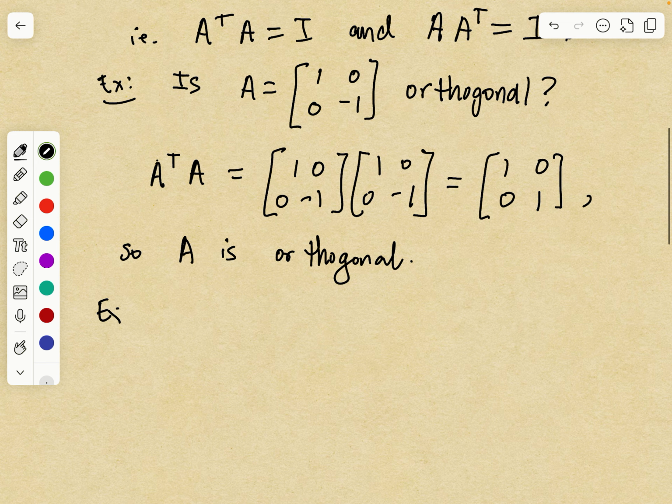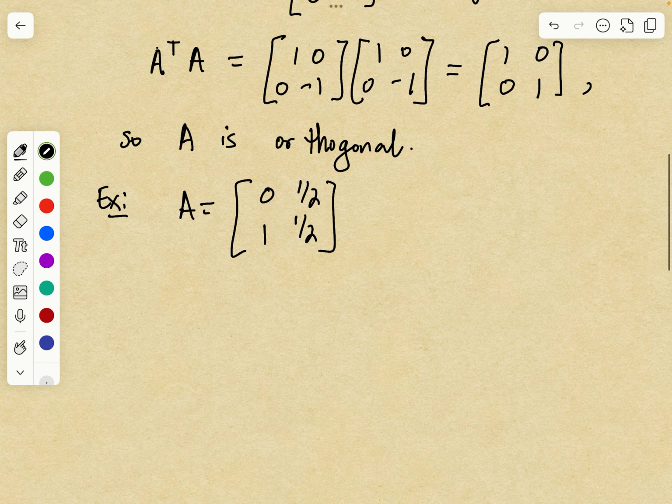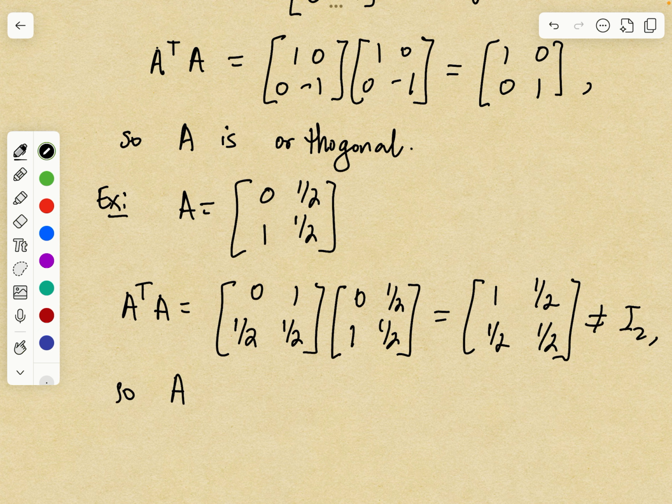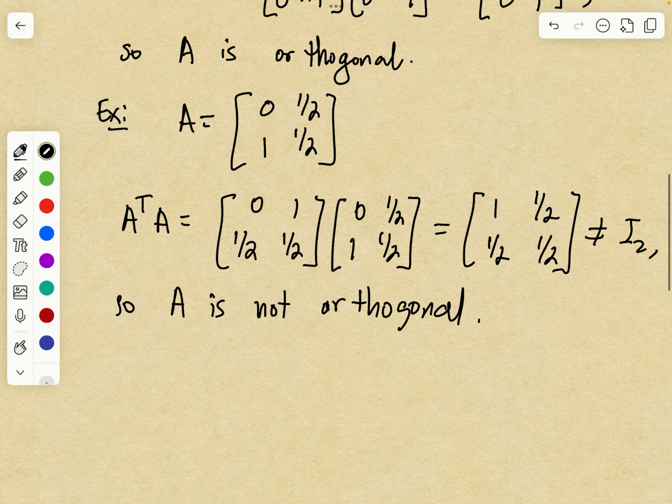On the other hand, if you take a matrix like A equals 0, 1, 1 half, 1 half, if you calculate A transpose A, that's going to be this matrix times A. And if you calculate it, you get this, which is not the 2 by 2 identity matrix, so A is not orthogonal. So pretty simple to tell if a matrix is orthogonal or not.